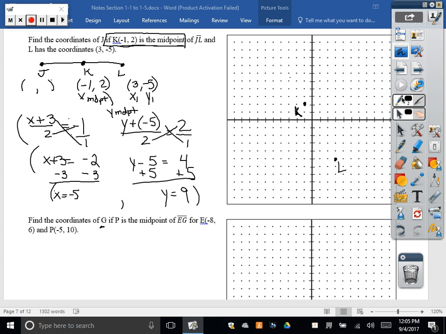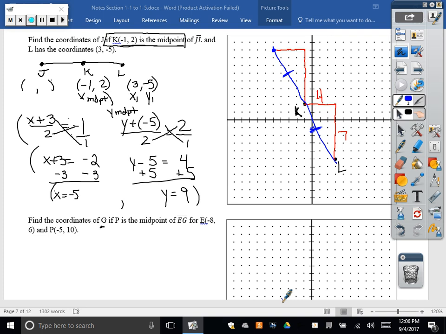Now, what I would do is count the rise and the run: 1, 2, 3, 4, 5, 6, 7, and over 1, 2, 3, 4. Up 7 and over 4. If I go that same rise and that same run, the distance I'm finding here should be the same on the other side. So again, I'm going to go up 7, 1, 2, 3, 4, 5, 6, 7, over 1, 2, 3, 4. That point right there should be the point I'm looking for. So this length here should be equal to that length there.